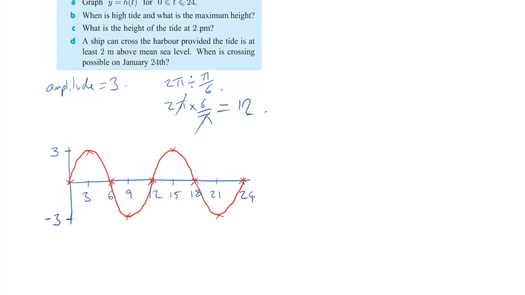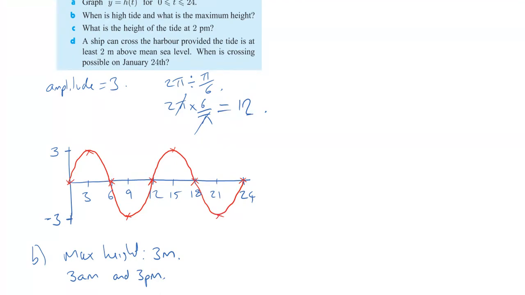Right, so part B, when is high tide and what is the maximum height? Well, clearly the max height is 3 meters. Okay, when does that occur? Well, it happens at 3 a.m. It happens also at 3 p.m. Okay, at 15. T is 15 and 3 p.m. So that is going to be our answer for part B.